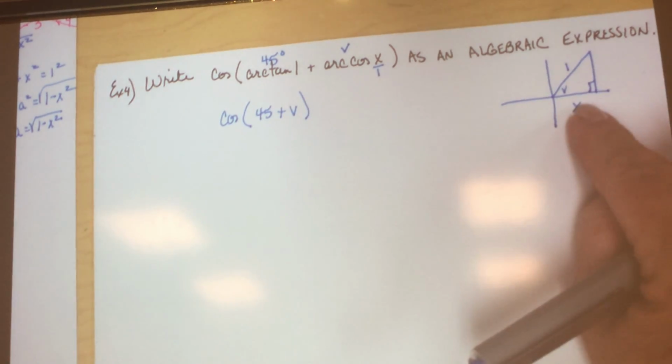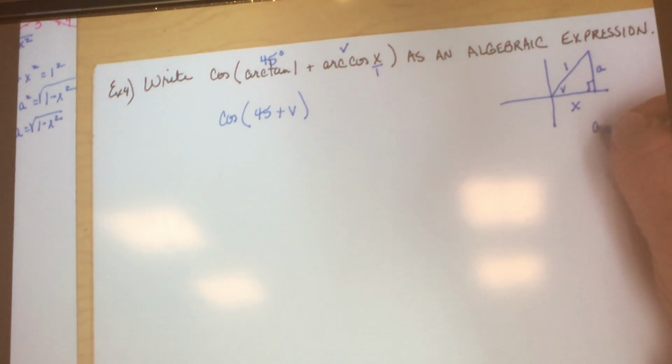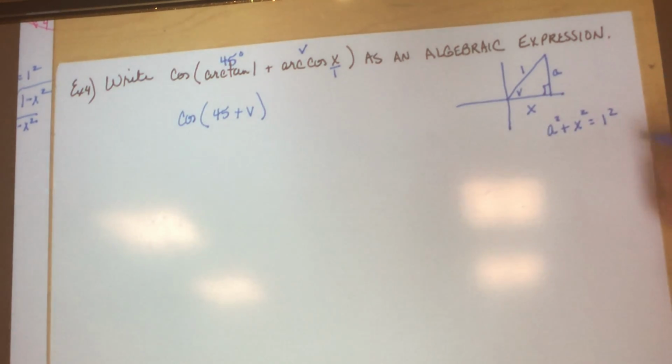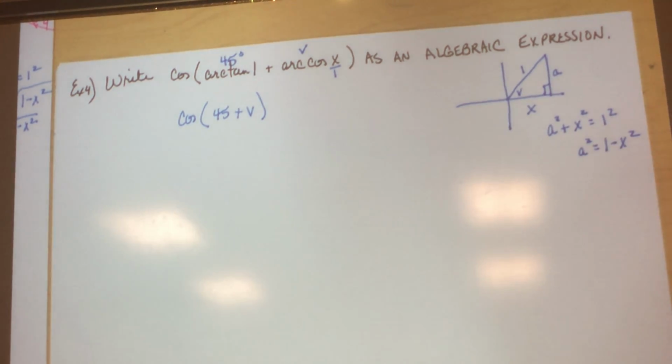All right, so let's call this A right here. Do you agree that A squared plus B squared equals C squared? Are you with me? So I'm going to say A squared plus x squared equals 1 squared. Are you okay? All right, so I'm going to solve for A. So A squared is equal to 1 squared, which is 1, so 1 minus x squared. Now what do?